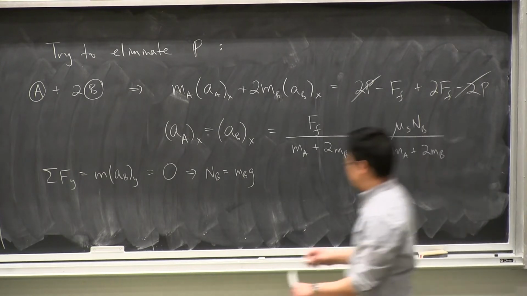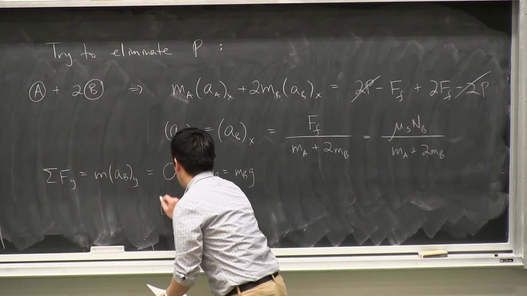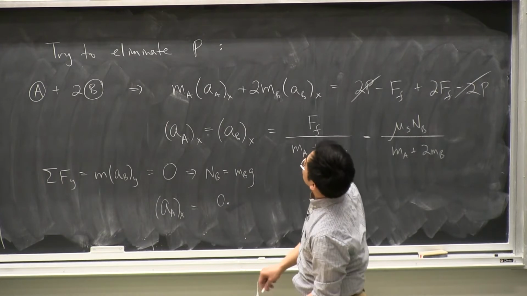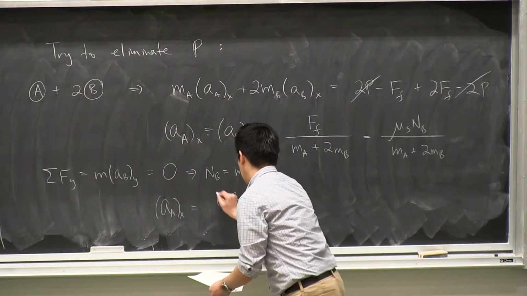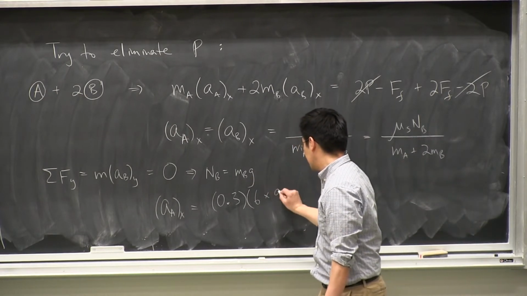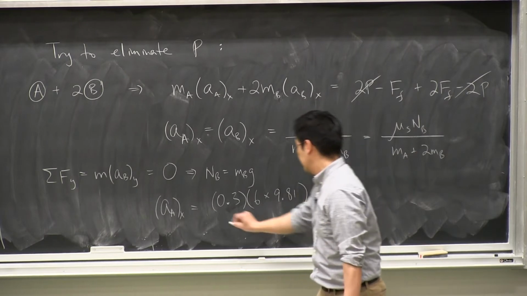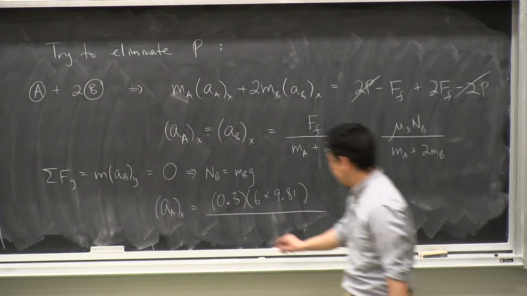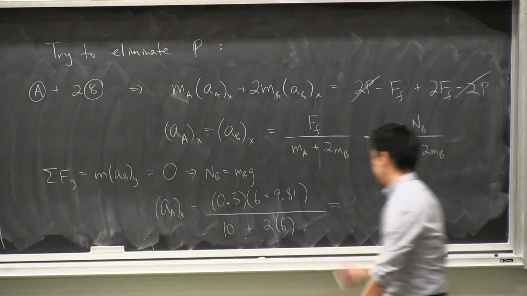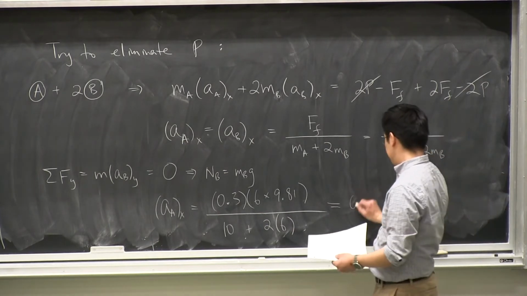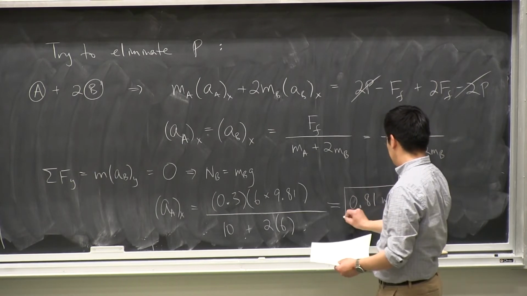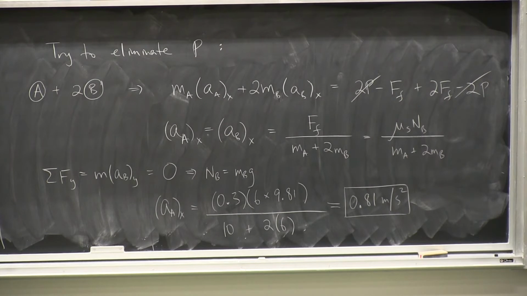And so finally we have this. We have AAX, mu S is 0.3. NB is MBG, that's 6 times 9.81, divided by 10 kilograms plus 2 times 6, which gives .81 meters per second squared to the right.